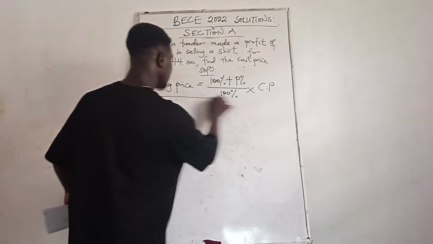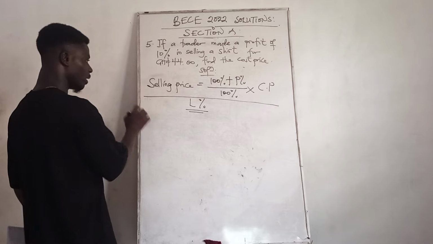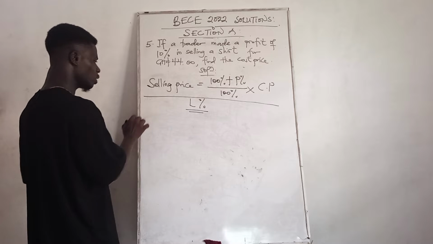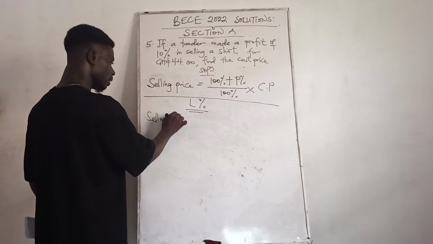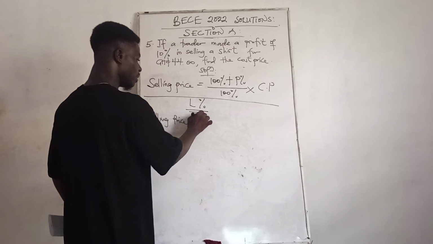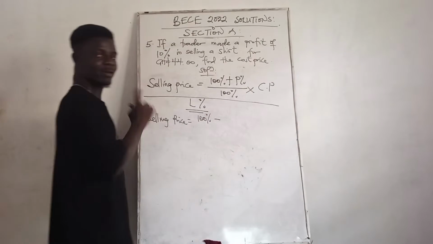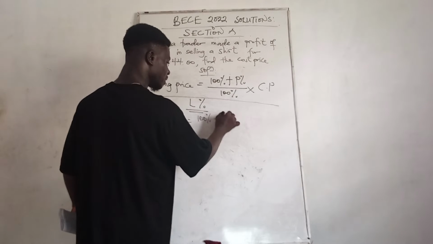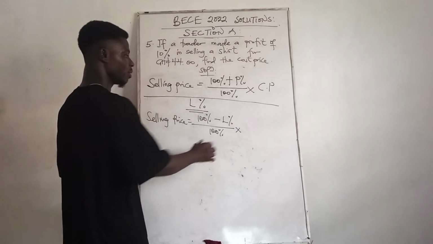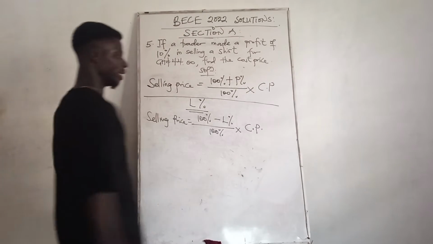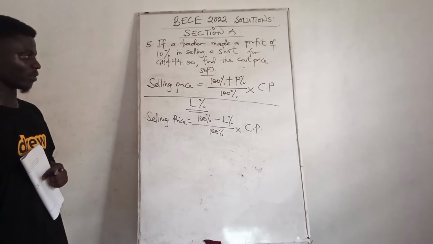Now let's see if they give you the loss percent. What will be the formula you have to put? If I want my selling price, it must be equal to my 100%, then minus my loss percent, because it is loss, all on 100%, then times my cost price. So kindly take note of that. It is very, very important.